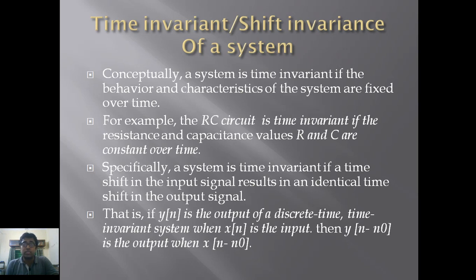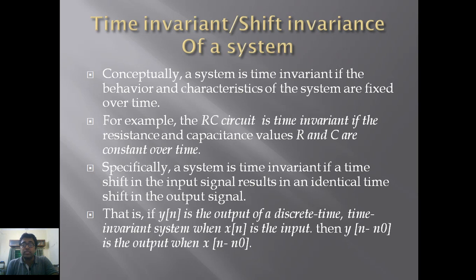For example, an RC circuit is time invariant if the resistance and capacitance values R and C are constant over time. But in practice, the values of resistance and capacitance can change over time, so they will not be constant. If the different variables of a system are unchanged over time, it can be said to be a time invariant or shift invariant system.